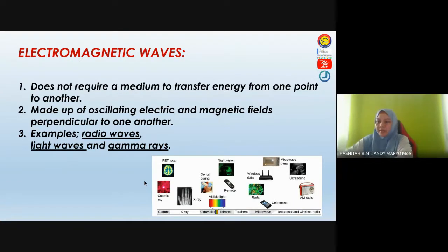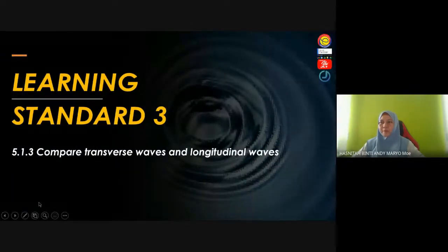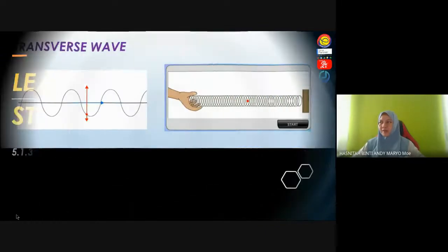Beta ray is a negative particle that consists of fast moving electrons. So we have a lot of electrons moving in a fast motion that assemble as beta ray. All right, so we are done with electromagnetic and mechanical wave. So we also have compare transverse wave and longitudinal wave.